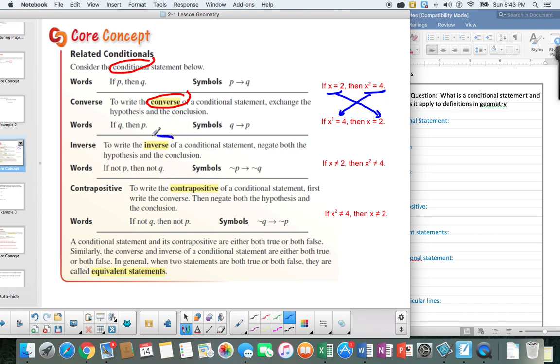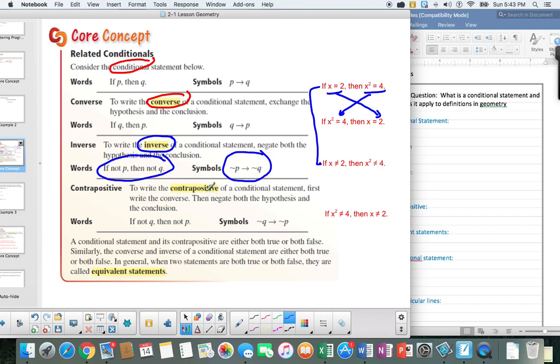Our next vocabulary word is inverse. The inverse negates both the hypothesis and the conclusion. So I'm going to take this statement right here and I'm going to negate it. So since it says equals, I'm going to write not equals. And since it says equals 4, I'm going to say not equals. And take a minute to write the words. Take a minute to write the symbols.